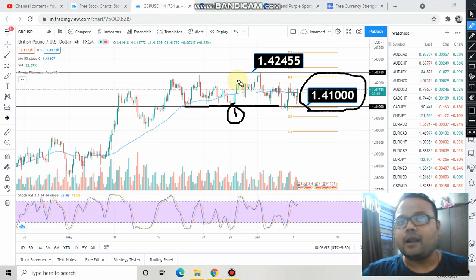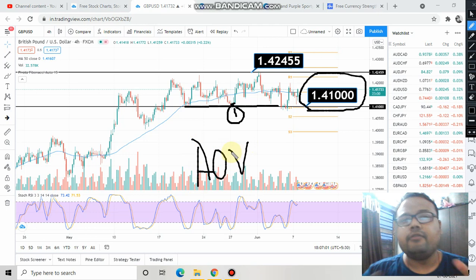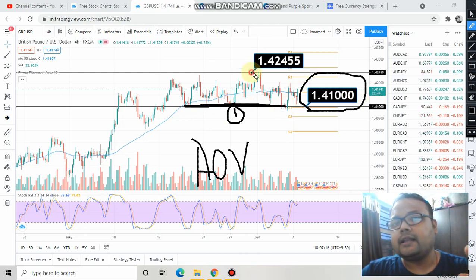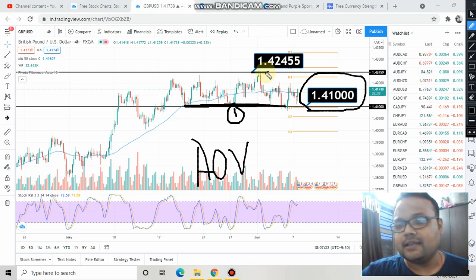In an uptrend market, the area of value, or the best trading opportunity, is always near the support. In this case, we can see that the area of value, or the best trading opportunity, is this level. Right now the market is caught in a range, therefore yes, you can short the market at this resistance also, but the safest position to enter is this price level, 1.4100.